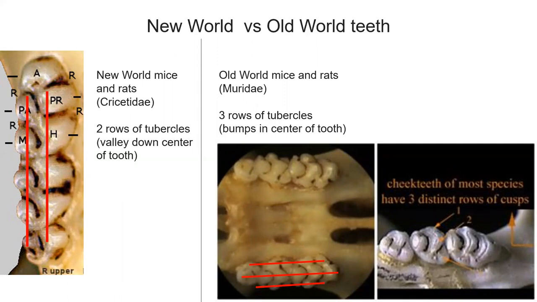You may or may not see the three rows really clearly. What I think might be an even better way to describe this than how the key says is, in the New World mice on the left, there's this valley going down the center of the tooth, kind of from top to bottom, all the way through. Versus on the Old World mice, there are bumps. So if you get a good view of the teeth, it should be pretty obvious once you know what you're looking for.